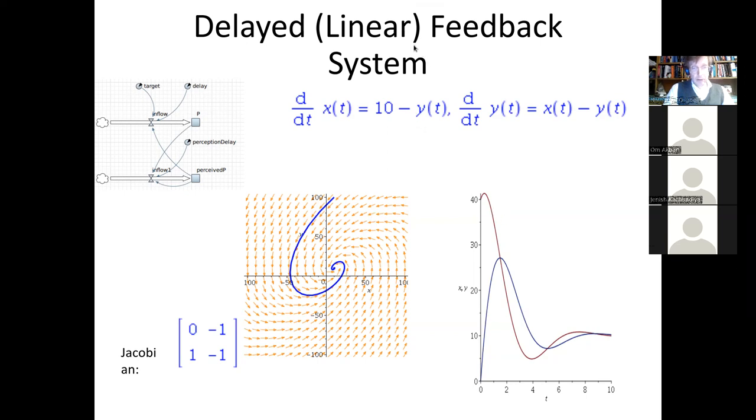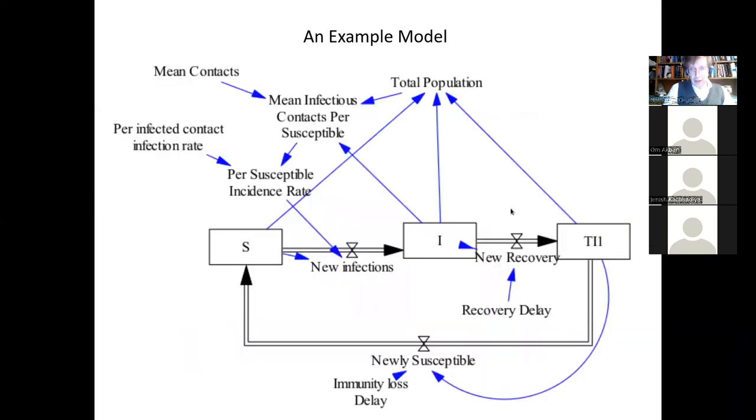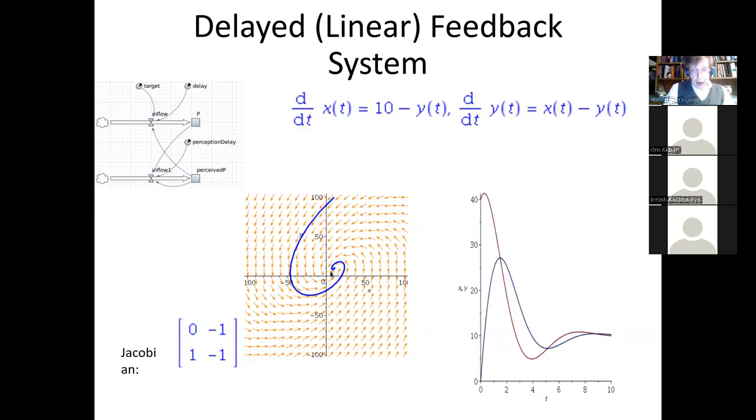I'm having trouble seeing the chat. I think most people said no change, except someone said positive. But wait a minute. Is the rate of change of x positive or negative if it's pointing to the right? There certainly is change in x. Is it negative or positive? Positive, darn right, it's positive. Pointing in that direction, it's increasing.